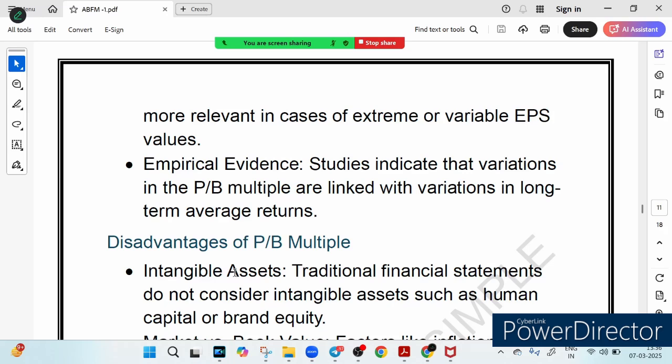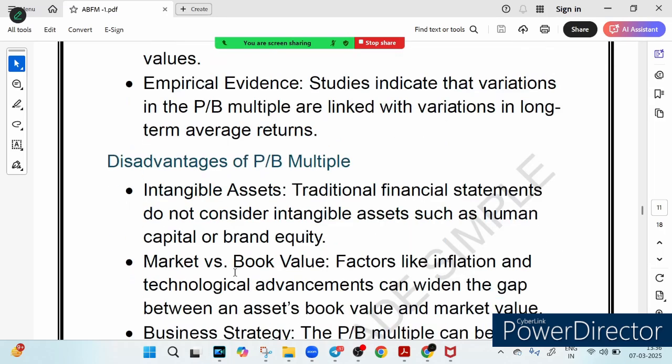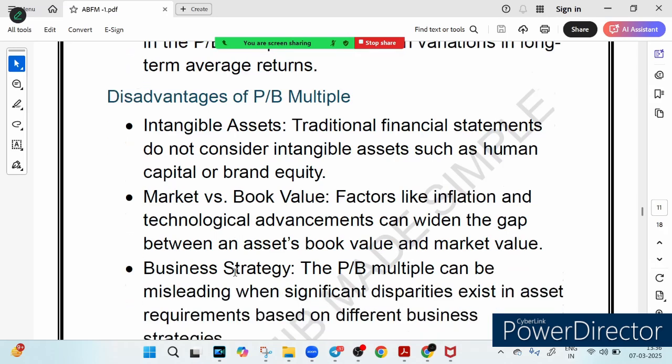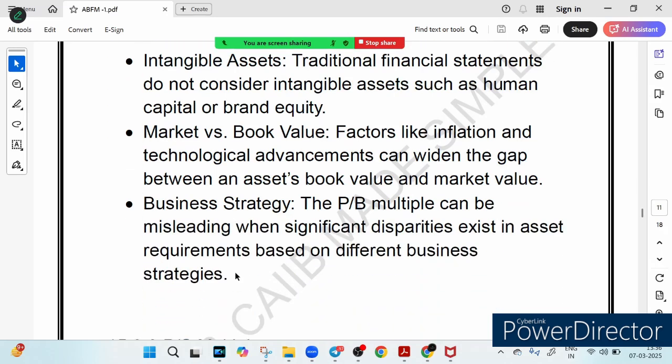So if a company has volatile earnings or is in a capital-intensive industry like banking and manufacturing, the P/B ratio is a more reliable metric. Now the disadvantage is also there. P/E is better when a company has consistent earnings. P/B is better when earnings are unpredictable. For banks, NBFCs, capital heavy industries, P/B is the go-to metric because these companies rely heavily on assets and equity. So that is all about this.